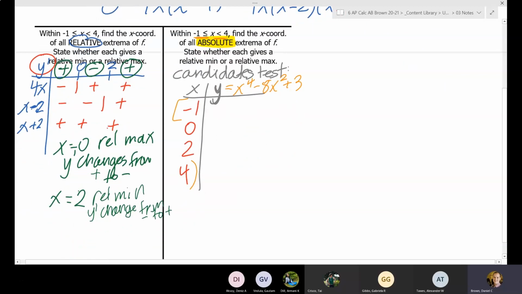So go ahead and do that. I'm going to cheat on my calculator, and we just want to evaluate what those would be.